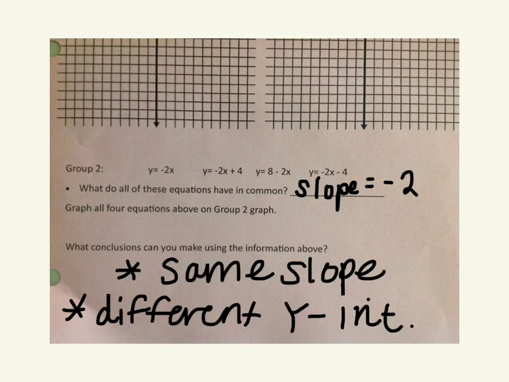And so what this really says is you're taking the same line. Looking at group 2, you're taking the line y equals negative 2x. And in this one, you're just taking that line and moving it up 4 on the y-axis, moving it up 8 on the y-axis, moving it down 4 on the y-axis. So the y-intercept must be different, but the slope must be the same. Let's flip our paper now to the back side.